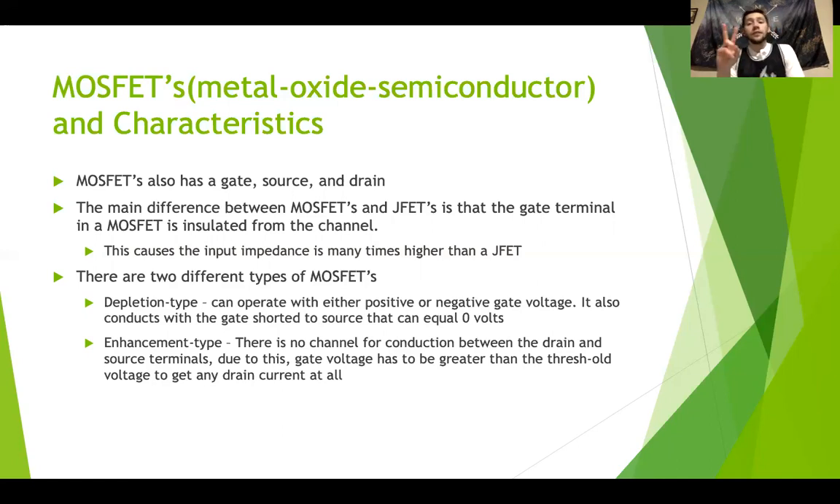So there are two different types of MOSFETs, the depletion type and the enhancement type. The depletion type can operate with either positive or negative gate voltages. It also conducts with the gate shorted to source, that is, equal to 0 volts. Now the enhancement type, there is no channel for conduction between the drain and source terminals. Due to this, the gate voltage has to be greater than the threshold voltage to gain any drain current at all. So that's pretty much it.